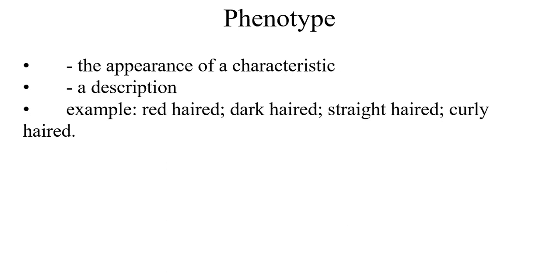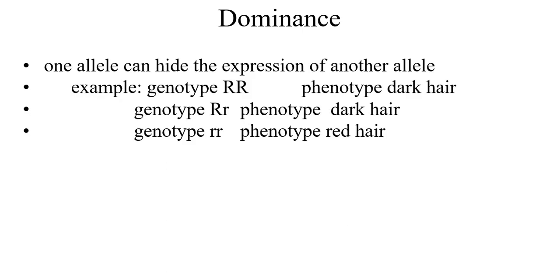Okay, so we've got another term now, phenotype. So genotype is literally what it says, the type of genes. Now think of phenotype as physical. This is what we see. This is the appearance of the characteristic. And instead of a symbolism such as big R, this is going to be a description, like red hair, dark hair, straight hair, curly hair, such as that. So tall, short, whatever. It's going to be some kind of description. It's going to be the physical characteristic that we can see.